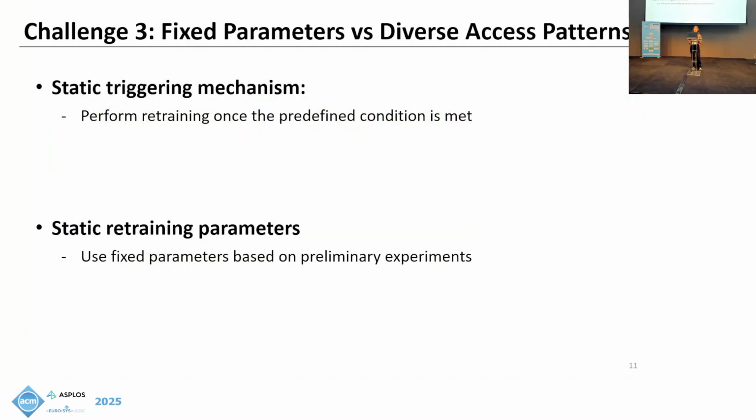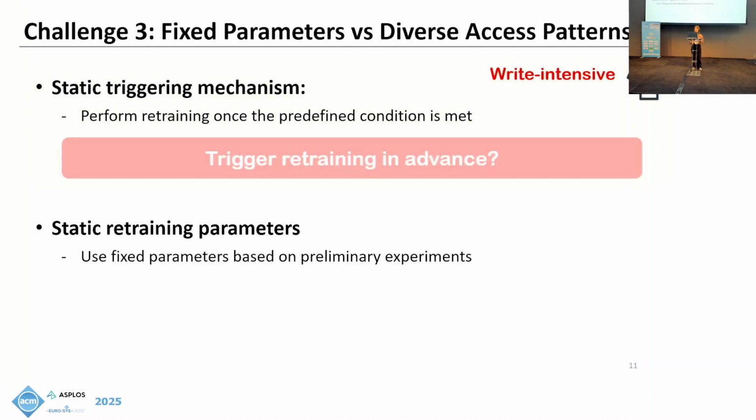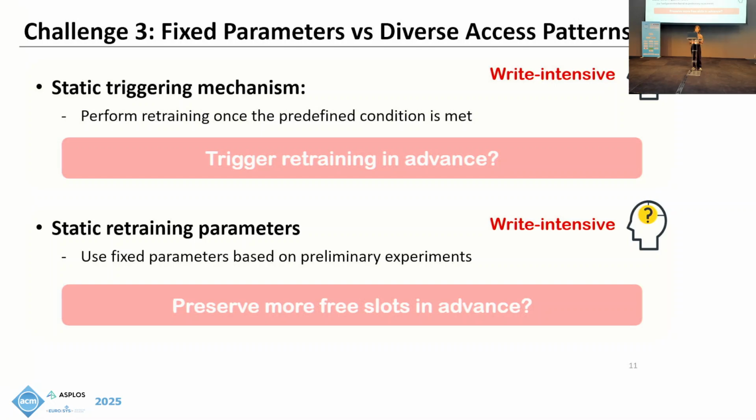The last challenge is the mismatch between fixed parameters and diverse access patterns. Existing designs use a static triggering mechanism. It triggers retraining once the condition is met, and it uses static parameters for retraining. So let's think of a simple example. In write-intensive workloads, can we trigger the retraining in advance to prevent sharp performance degradation in the future? Can we preserve more free slots in advance to reduce the retraining frequency?